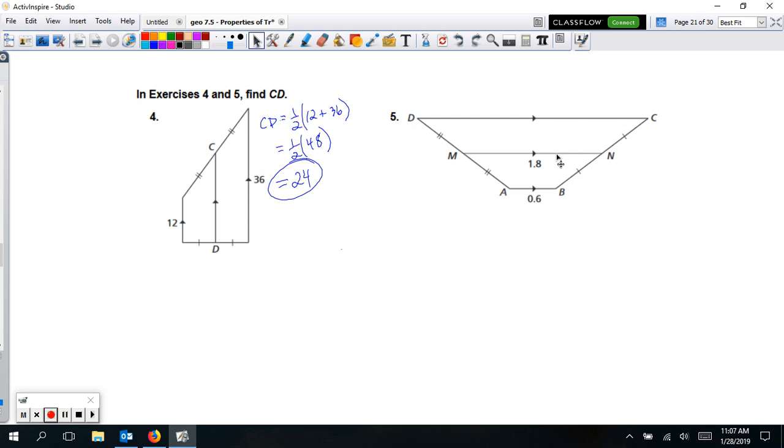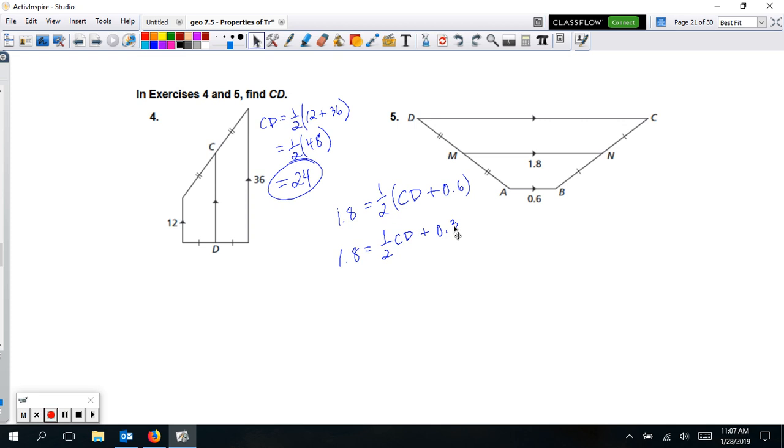This one, though, CD is one of the bases. It tells us the midsegment is 1.8 and the other base is 0.6. We're still going to use the same formula. We're just going to have to plug in CD, which is what we're looking for, where it's a base. So 1.8 is our midsegment, and it's equal to half of this base plus the other base, but we don't know this base here. First thing we're going to do is start to work this out. We can distribute the half into this. So now it's half of CD, and then half times 0.6 would just be 0.3. If you want to do that on a calculator, you can divide 0.6 by 2.